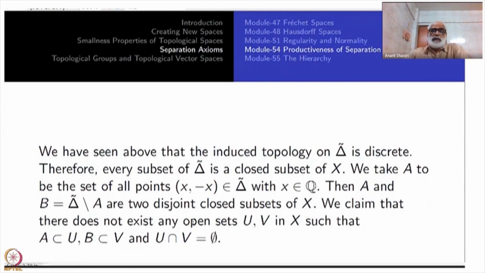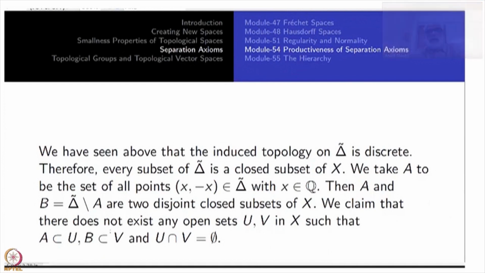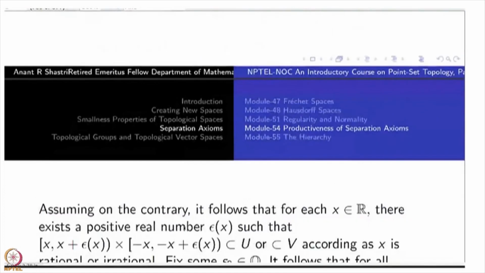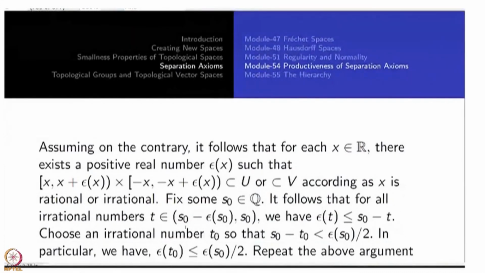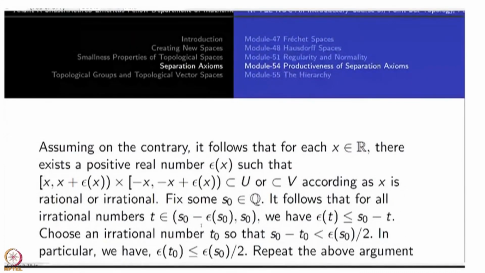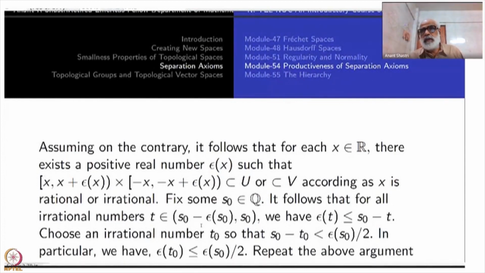Now we claim that there exist no open sets U and V containing A and B respectively, such that their intersection is empty. In other words, we start with U and V open, A contained inside U, B contained inside V, then we show that U intersection V is not empty. Assuming on the contrary, that means what? Suppose you have two open subsets U and V, containing A and B respectively.